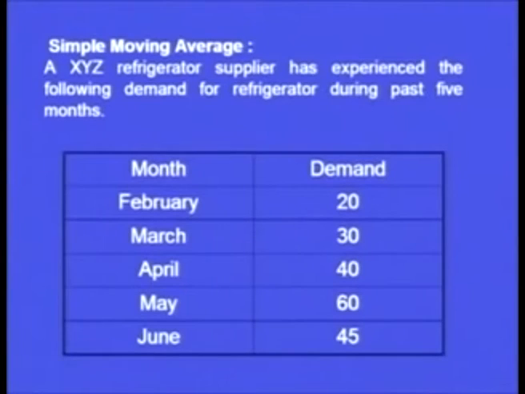Now, you see a problem of a simple moving average. I have already explained what a simple moving average is with the help of certain expressions. In the simple average method, we have seen how it can generate a forecast. In the previous problem, we had 3 months of data available, and we were able to forecast for the month of October based upon the last 3 months of data.